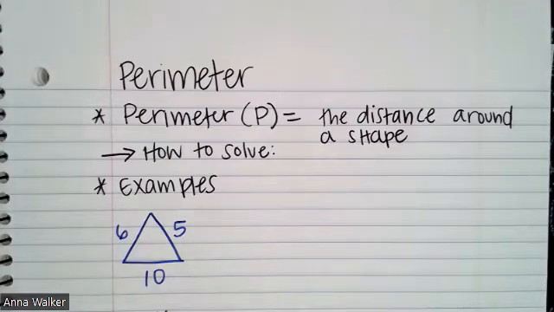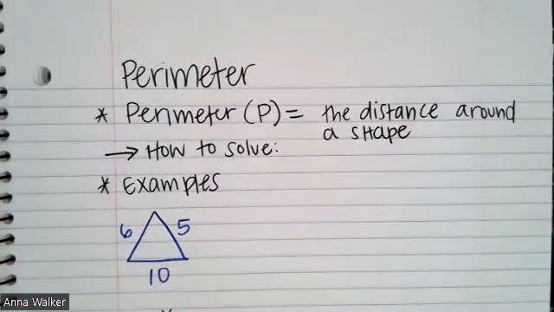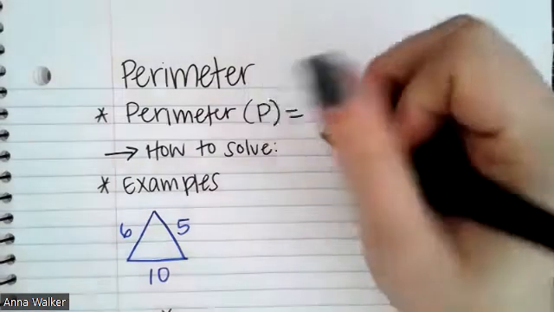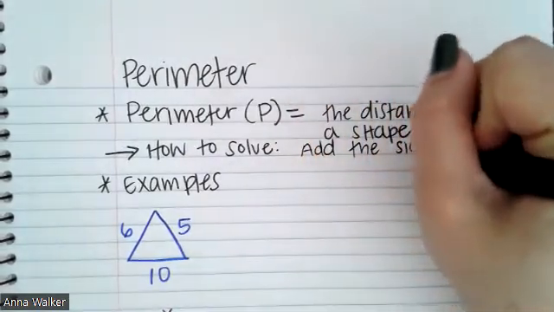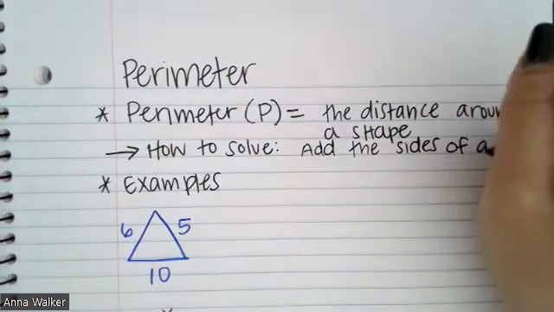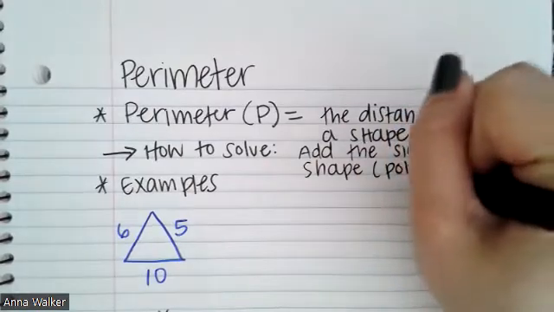So the way that we solve for perimeter is actually a pretty straightforward process. We're just going to add the sides of the shape, specifically if it's a polygon. Polygons are shapes that have straight edges versus a circle that has a curve. So in a polygon shape, we're just going to add the sides of the shape. So I'm going to write that. Add the sides of a shape. And in parentheses, I'm going to put polygon.